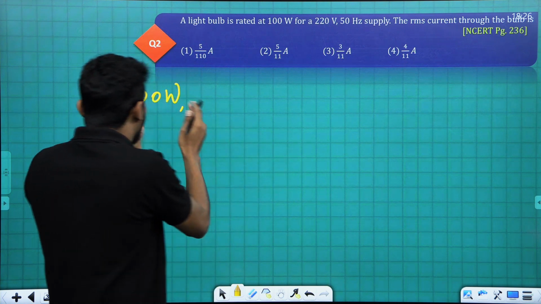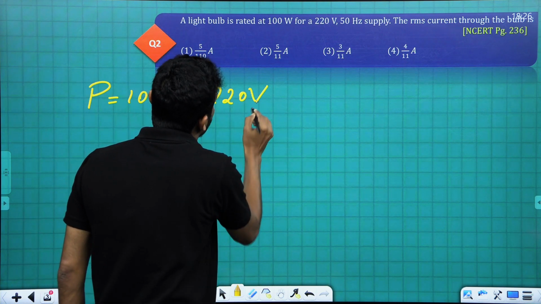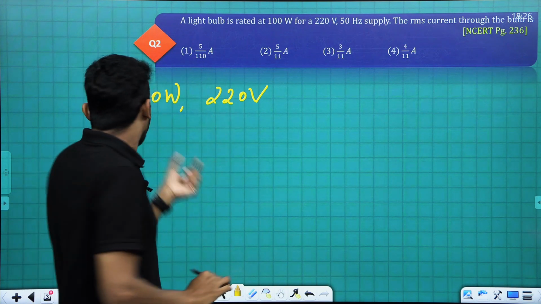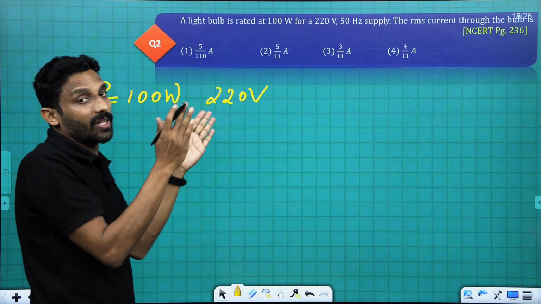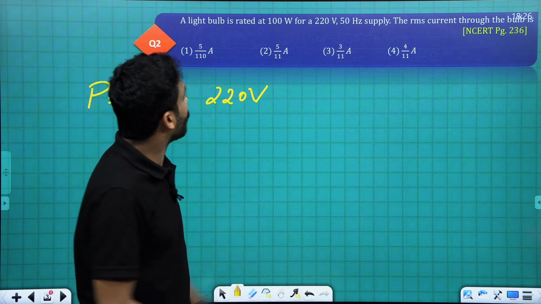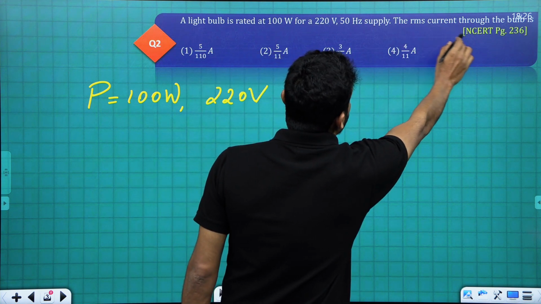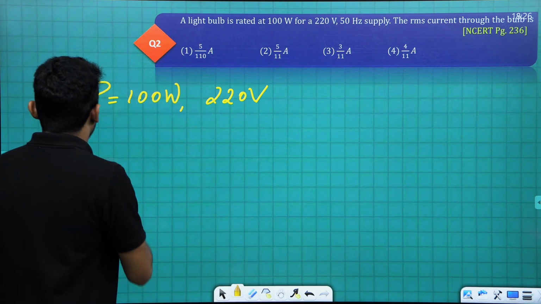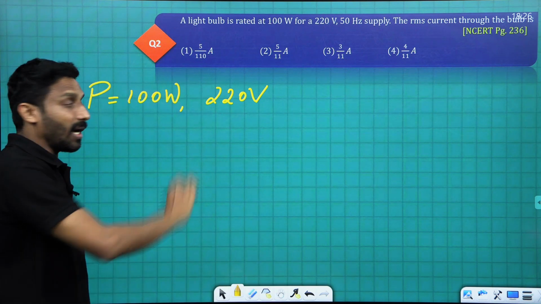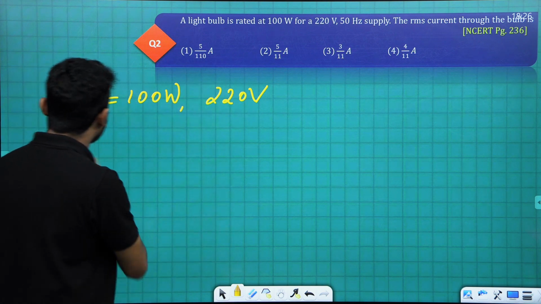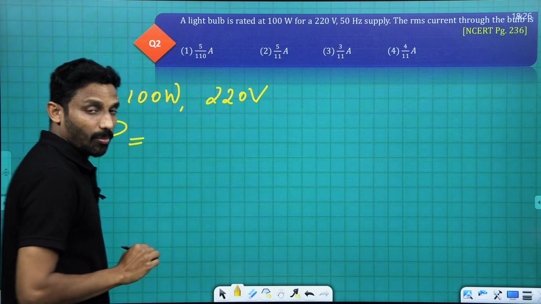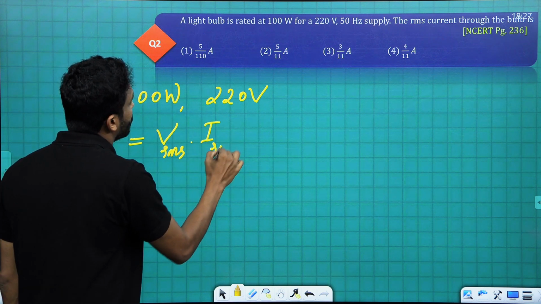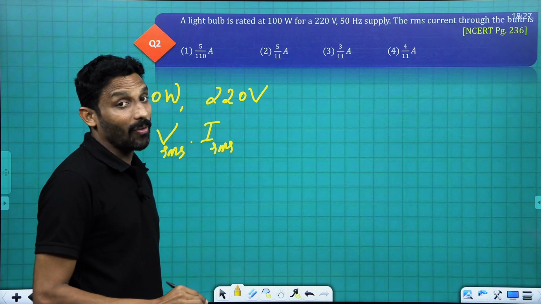From these data, we get the idea of the resistance of the bulb. This is the VRMS value and this is the power at this voltage. Then we get the resistance of the bulb. The question is, the RMS current through the bulb is dash. In terms of RMS current and RMS voltage, what is the expression for power? Power consumed is equal to VRMS into IRMS. This is the power consumption.